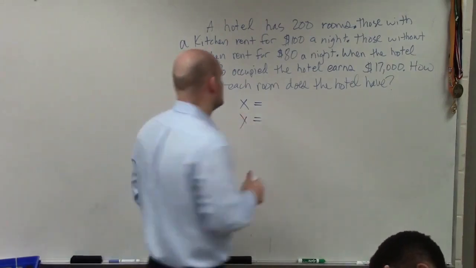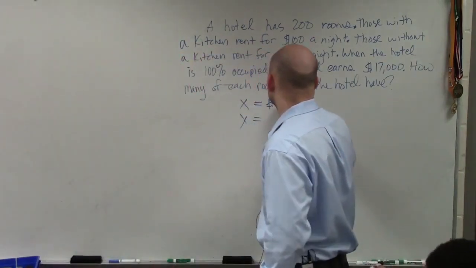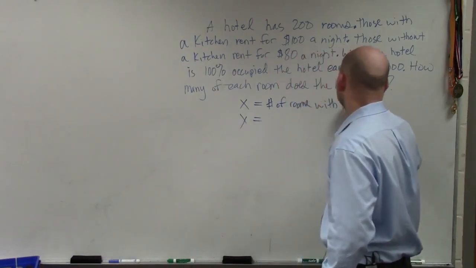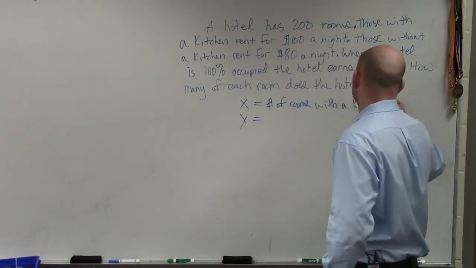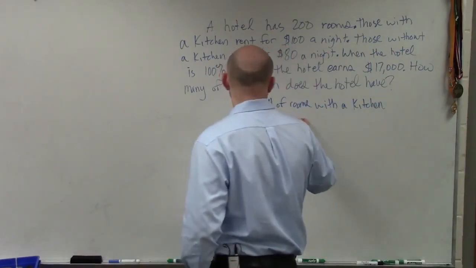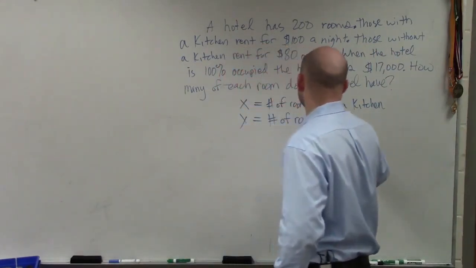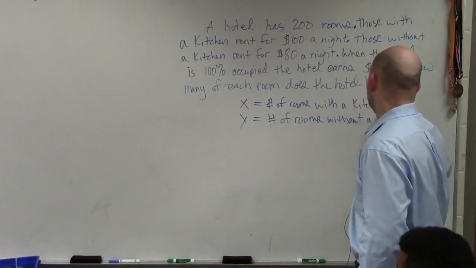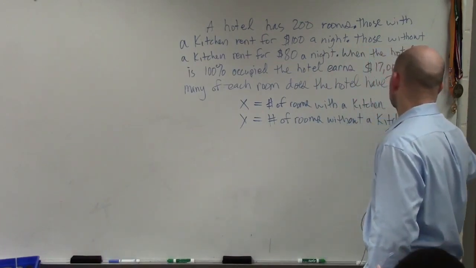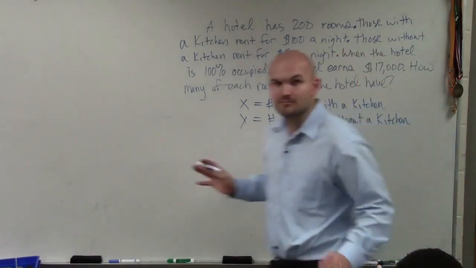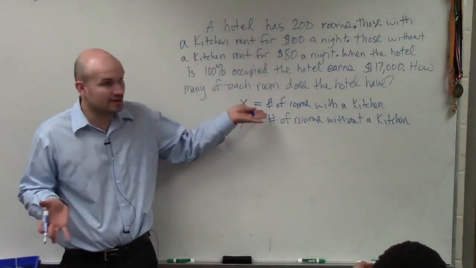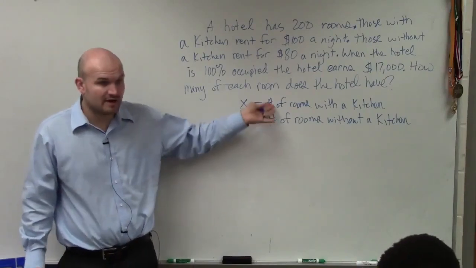To find those values, I need to assign them variables. All right? So I can say x equals the number of rooms with a kitchen, and y equals the number of rooms without a kitchen. Does that seem pretty simple enough? We need to know how many, so that's why I want to know the number. That's what we're trying to figure out.